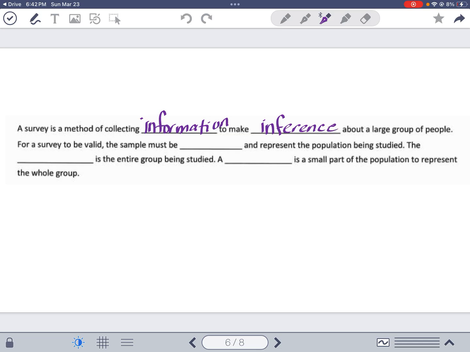For a survey to be valid, the sample must be random and represent the population being studied. The population is the entire group being studied. A sample is a small part of the population to represent the whole group.